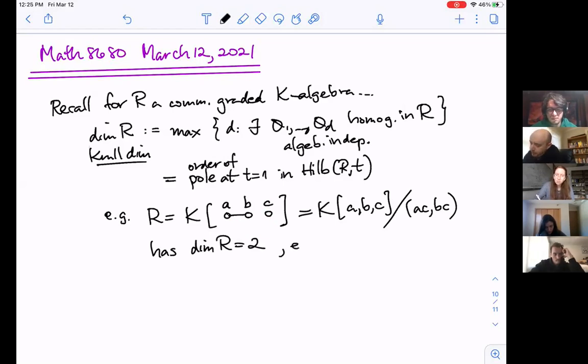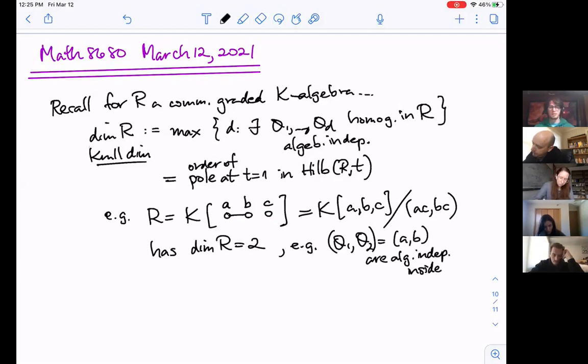And for example, I can exhibit inside of it theta 1 and theta 2 being A and B, which are algebraically independent, because A and B live on a simplex. So you look at polynomials in A and B, they all survive in the Stanley-Reisner ring, and none of those polynomials in A and B is divisible by AC or BC. So A and B end up being algebraically independent. That gives you a lower bound of 2 on the Krull dimension, but it turns out to be exactly equal to the upper bound.